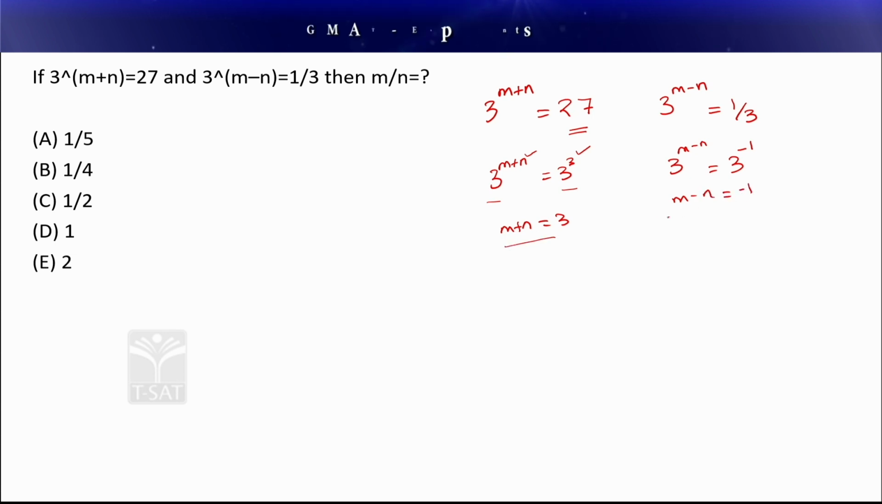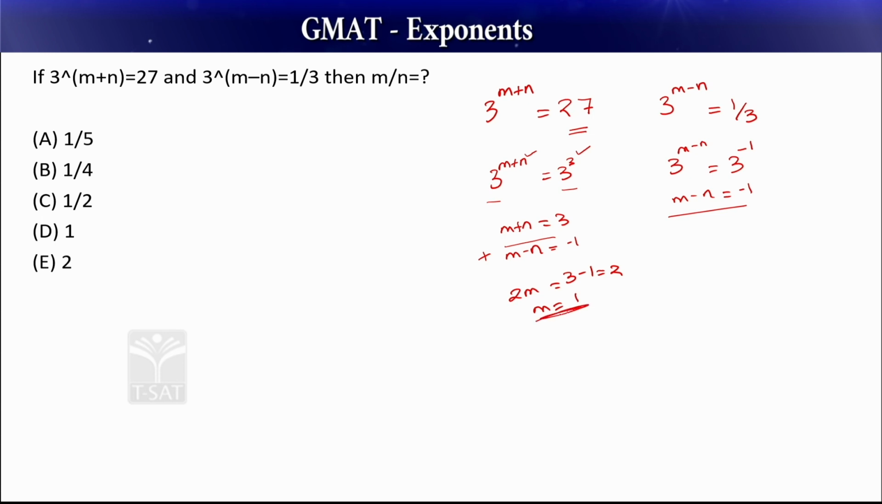We have 2 equations and 2 unknowns. So m plus n is 3, and m minus n is equal to minus 1. When you add both of these equations, you will get 2m is equal to 3 minus 1, that is 2. So therefore m is equal to 1. And for n, you substitute m is equal to 1 in this equation, you will get 1 plus n is 3, so n is equal to 2.